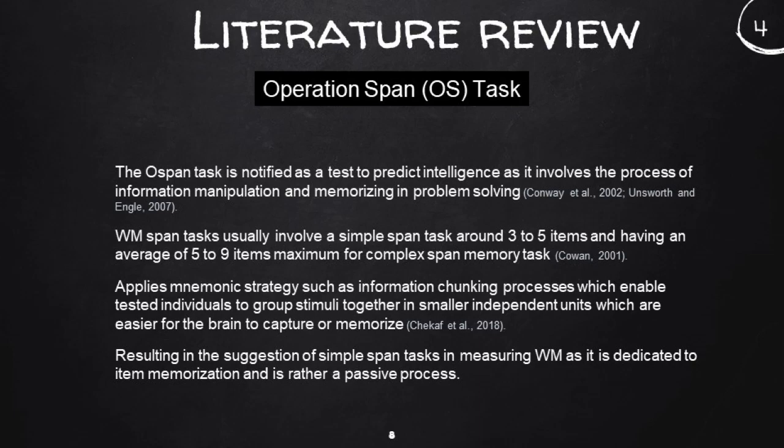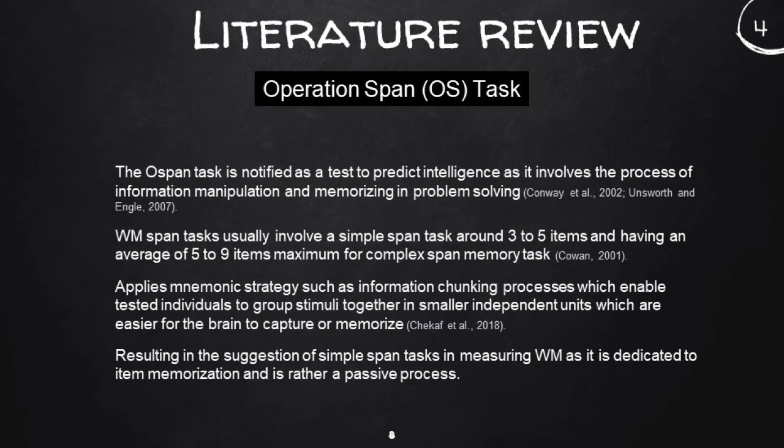The O-span task is noted as a task to predict intelligence, as it involves the process of information manipulation and memorizing in problem solving. Working memory span tasks usually involve a simple span task of around 3 to 5 items, and an average of 5 to 9 items maximum for complex span memory tasks.